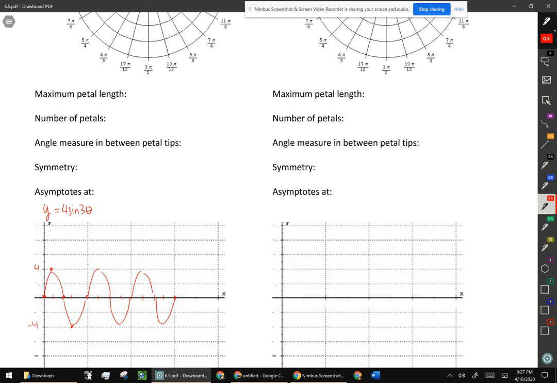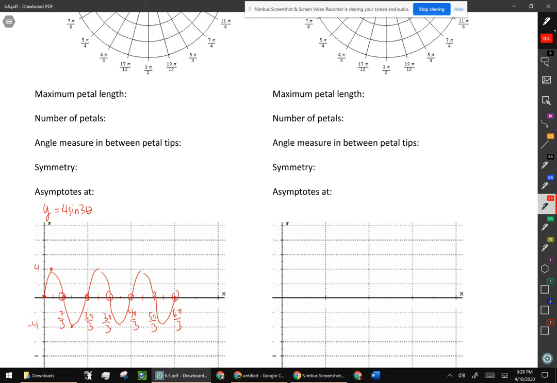Normally, if this was a regular 4 sine theta, you would see everything at these intervals: pi, 2 pi, 3 pi, 4 pi, 5 pi, 6 pi, right, at these spots. But remember, this is a horizontal shrink by 3. So all of these intervals would just be over 3 because we've shrunk it by 3. And so that's a neat little way to get your in-between asymptotes.